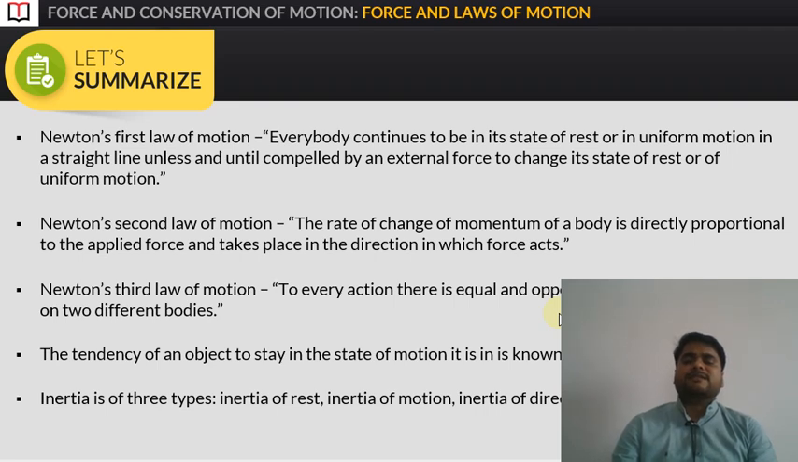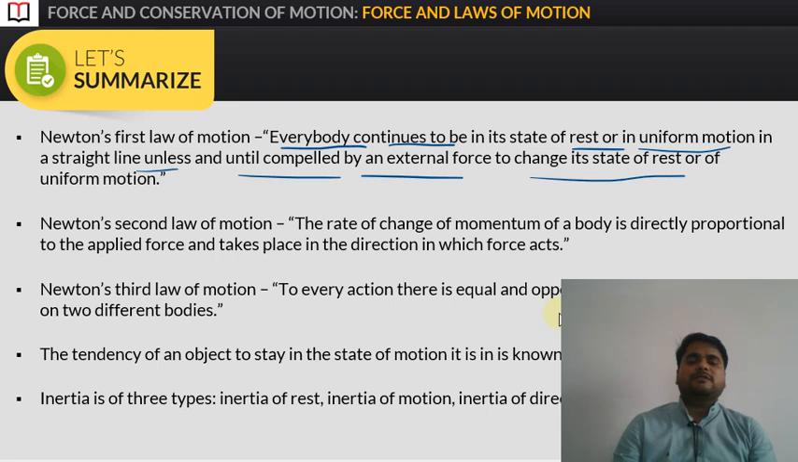Newton's first law of motion means every body continues to be in a state of rest or in uniform motion in a straight line unless and until compelled by an external force to change its state of rest or uniform motion. Second, the rate of change of momentum is proportional to the applied force. And third, every action has an equal and opposite reaction.